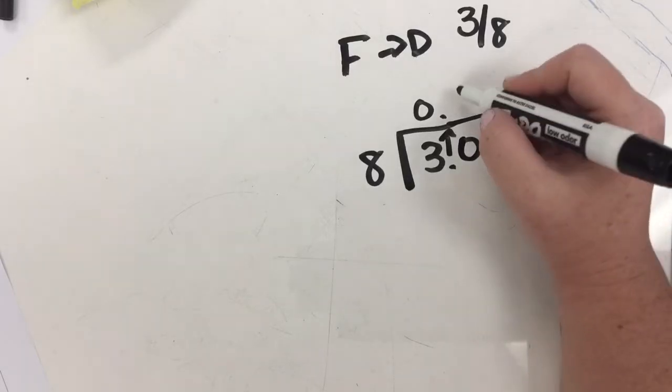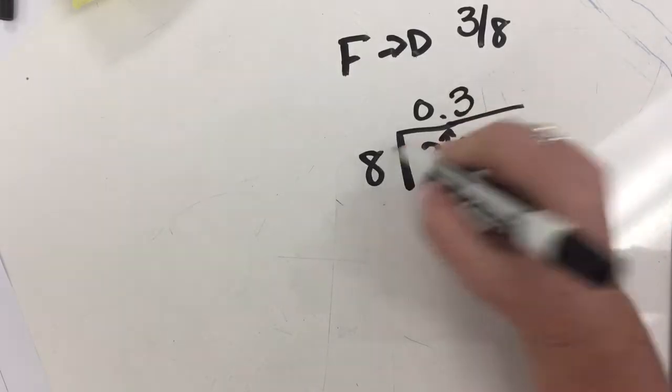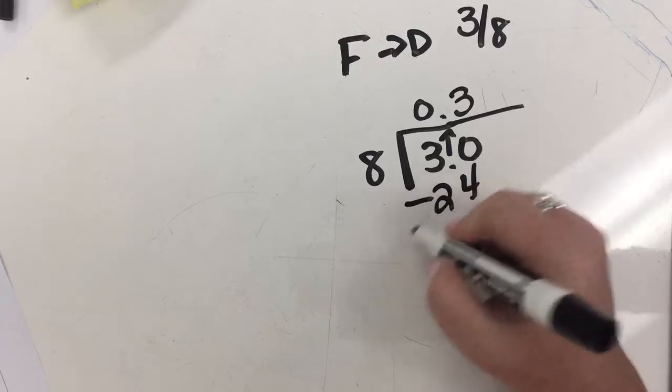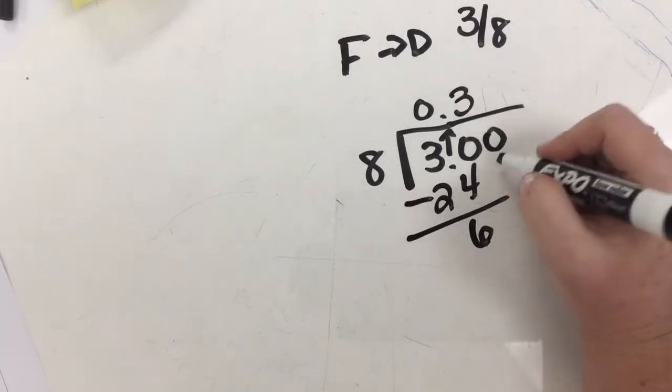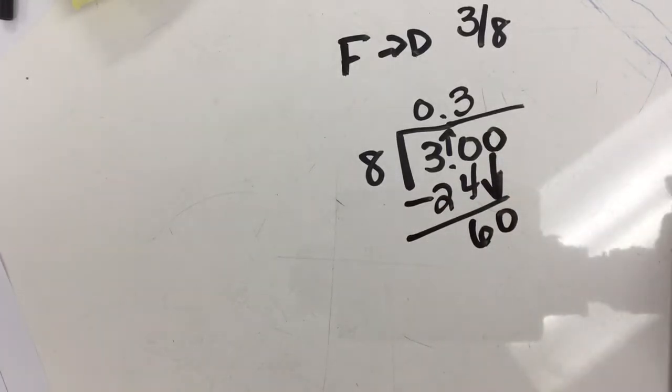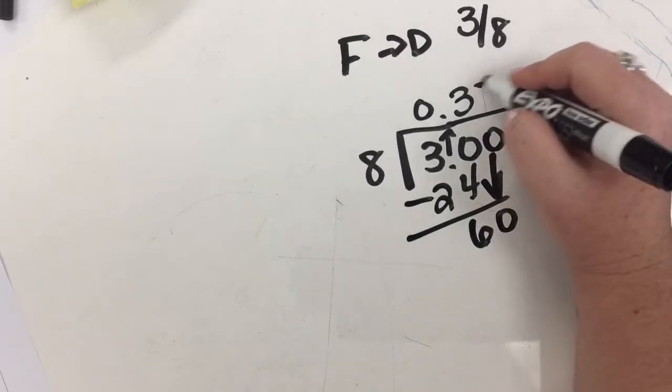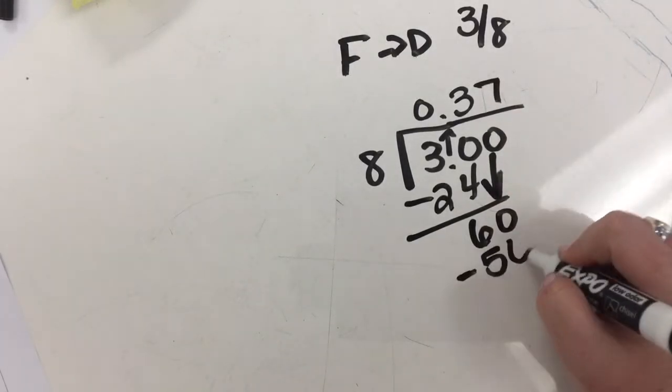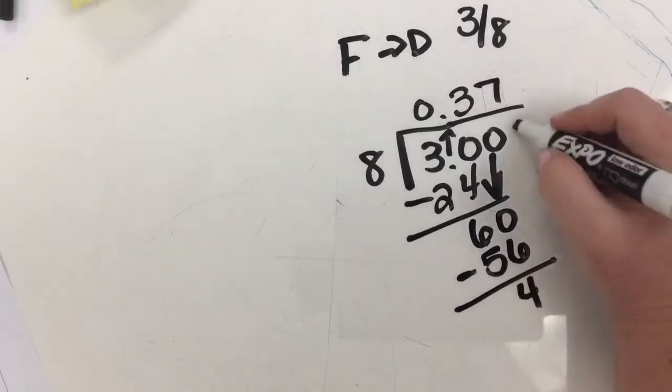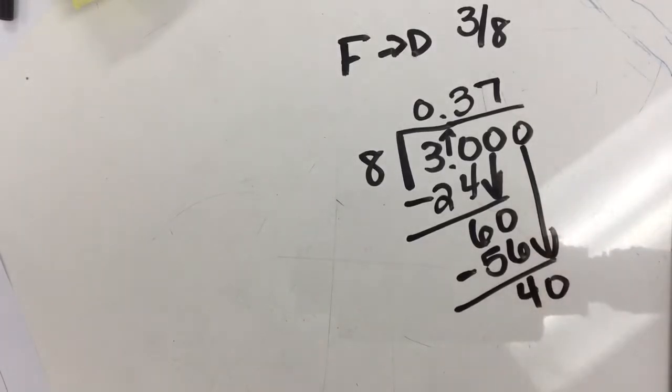8 goes into 30 3 times. 3 times 8 is 24. You have 6 here, 0, bring that down. 8 goes into 67 times, minus 56 down here. You have 4, add a 0, bring it down.